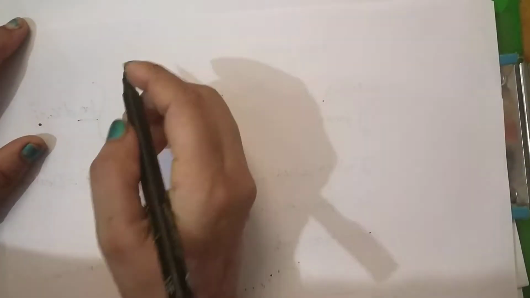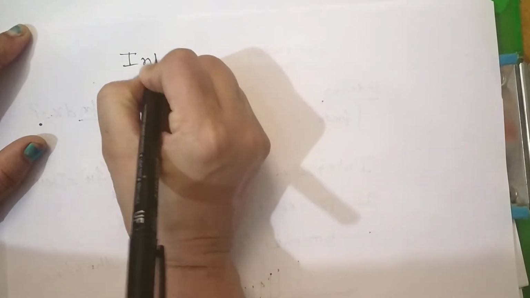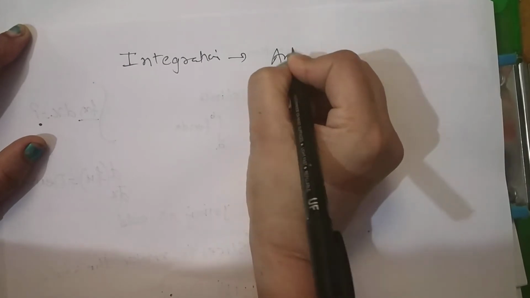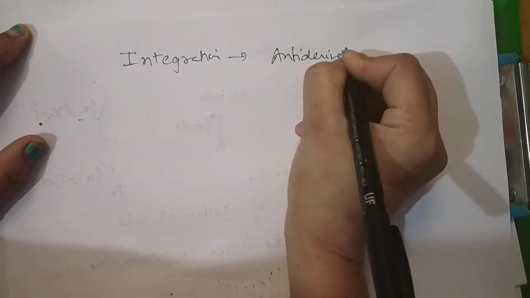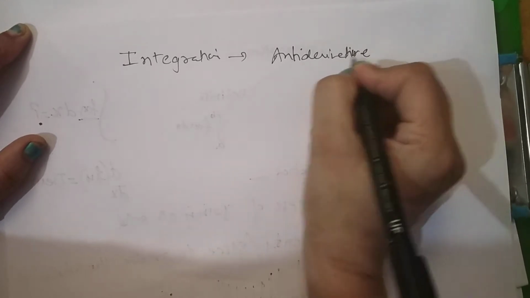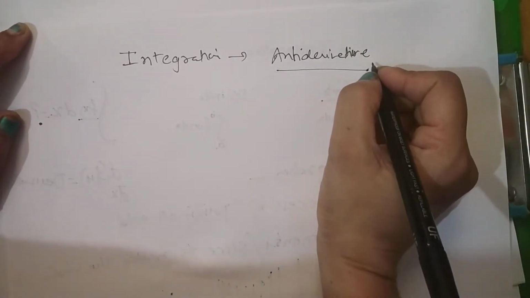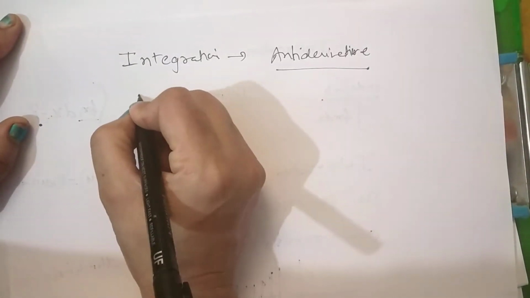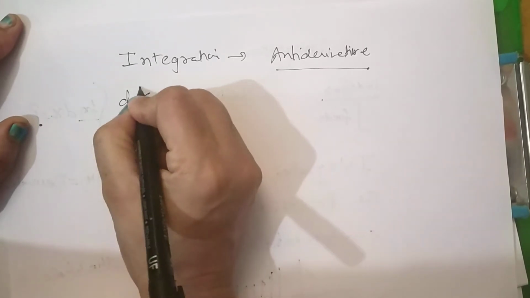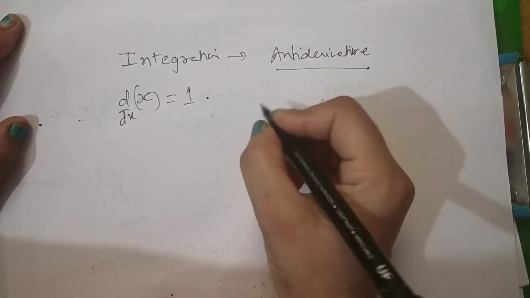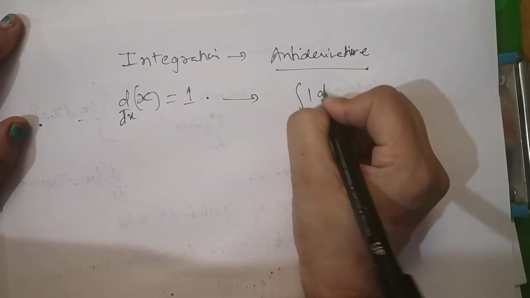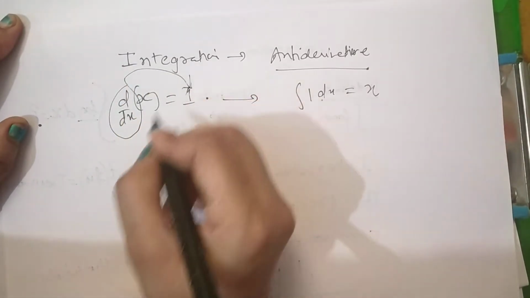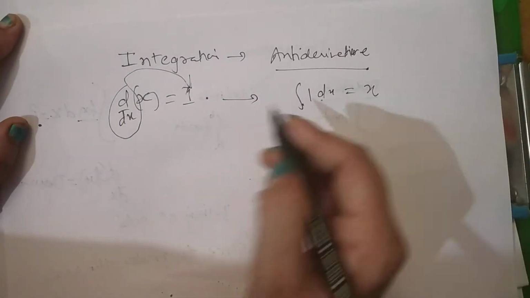First of all, integration is nothing but it is the process of antiderivative. We have already completed the chapter of differentiation. All the derivative formulas we have learned up to now. So if we have the derivative of x, what is the derivative of x with respect to x? It is 1. Then the integration of 1 will be x, means antiderivative. If d upon dx we take on the other side, it will become the integral, right?